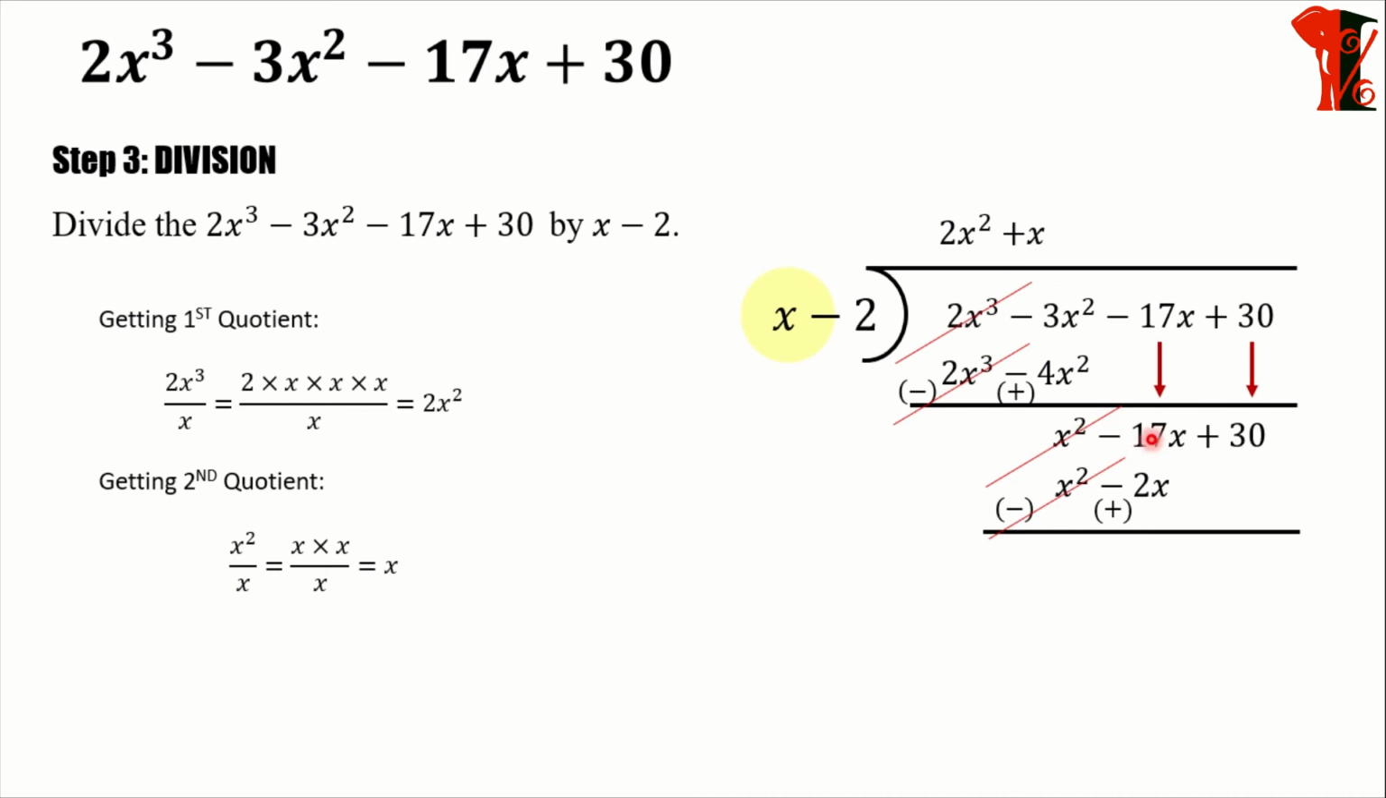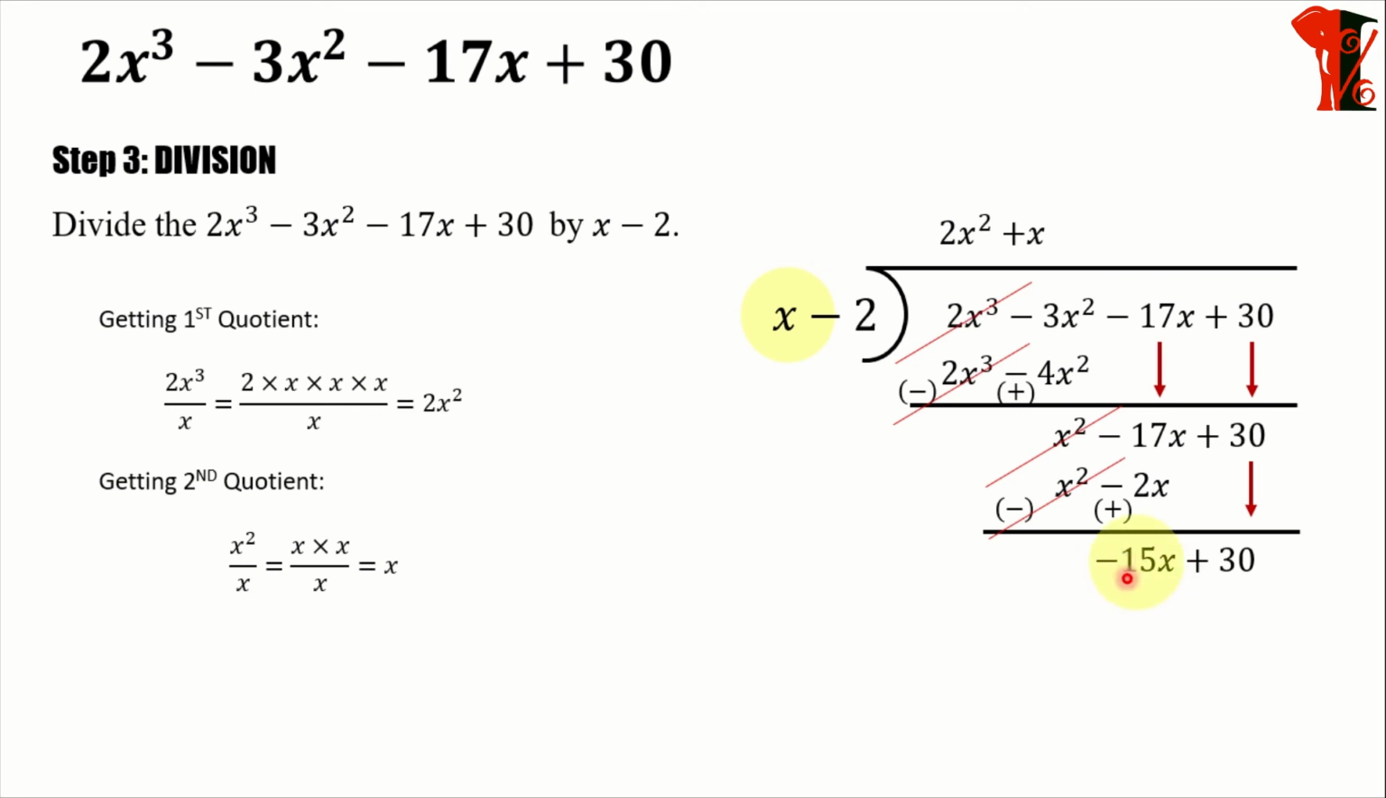That's gone. Now minus 17x plus 2, because the sign of 2 is plus now because the sign has changed. So minus 17 plus 2 will give you minus 15x. Then this 30 will be carried down as it is. Now you know what to do, right? Now we need to cancel this minus 15x.